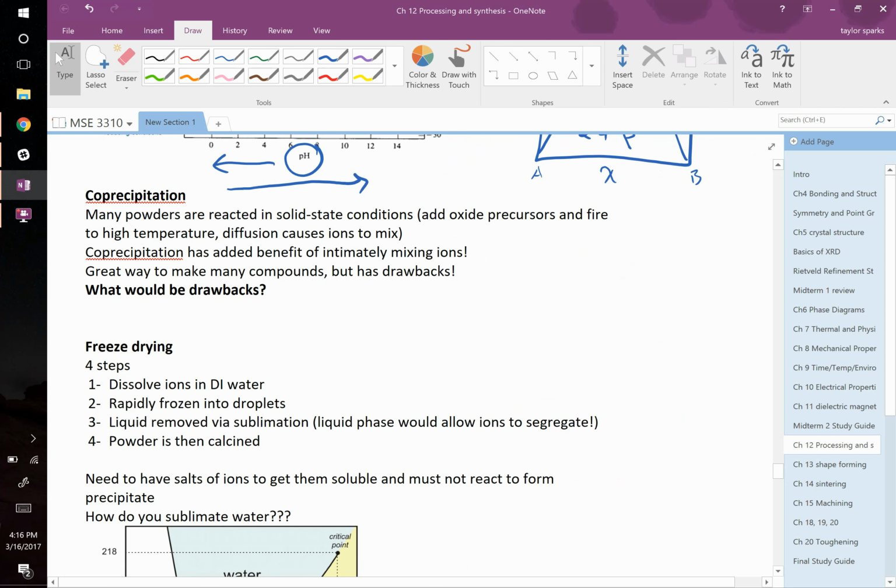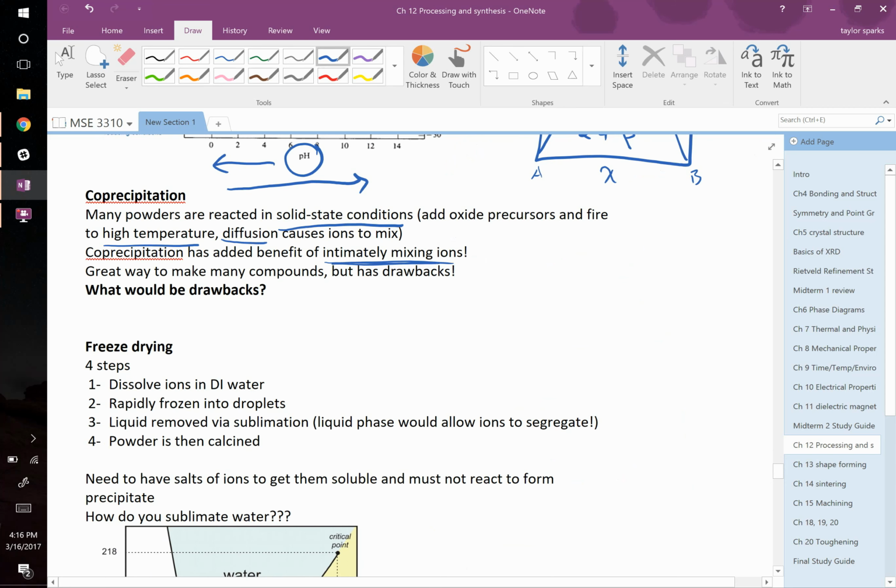So co-precipitation is just what I said before. Instead of relying on solid state reactions, which is relying on high temperatures and diffusion causing the ions to mix, you skip that altogether. In co-precipitation, they're already mixed together really, really well, which is awesome.